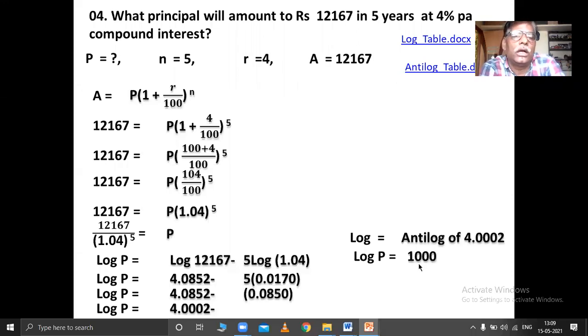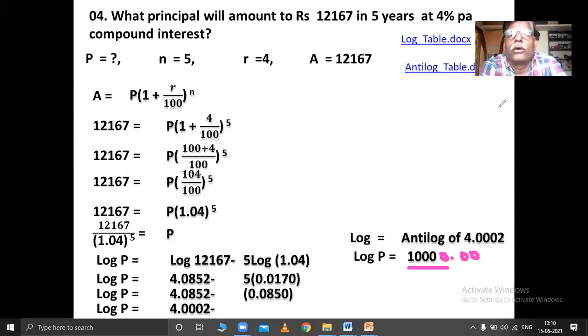1000 is the answer as per the log table. But characteristic is 4. You see the characteristic. Characteristic is 4. Therefore, you make a 5-digit number. To make it a 5-digit number, you give 0 here, and thereafter give the point. Your answer is 10,000. P is 10,000. In this way, you calculate the P value.